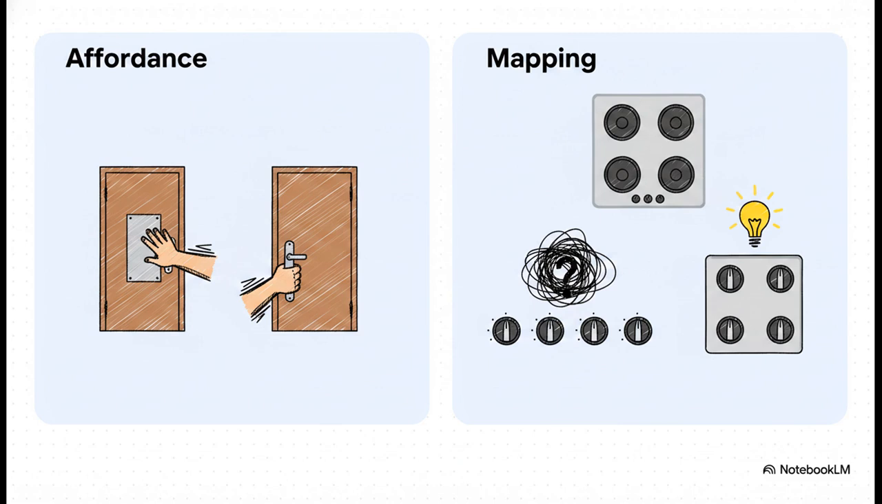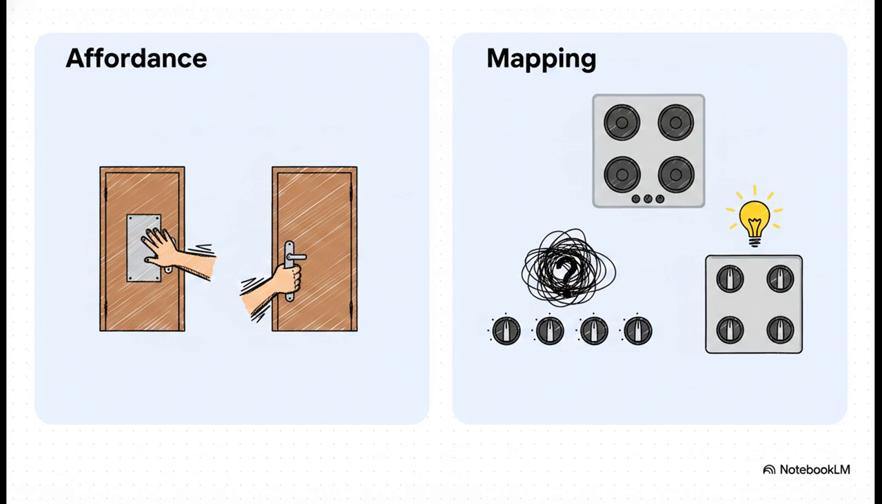Now, it is absolutely vital to understand the difference between affordance and mapping. Affordance is about the object itself. A flat plate affords pushing. A handle affords pulling. Mapping, however, is the relationship between the controls and their effects in the real world.